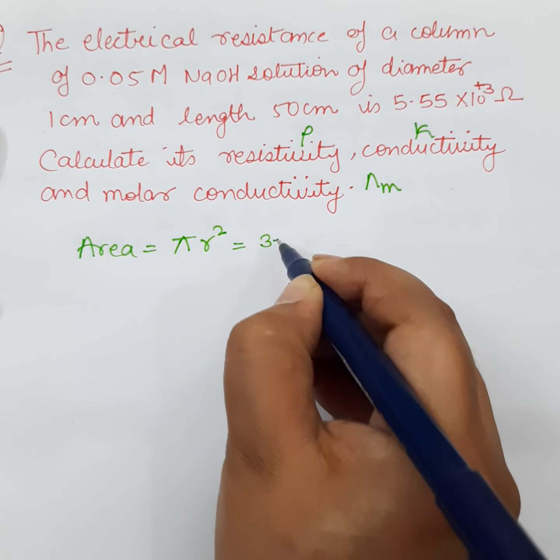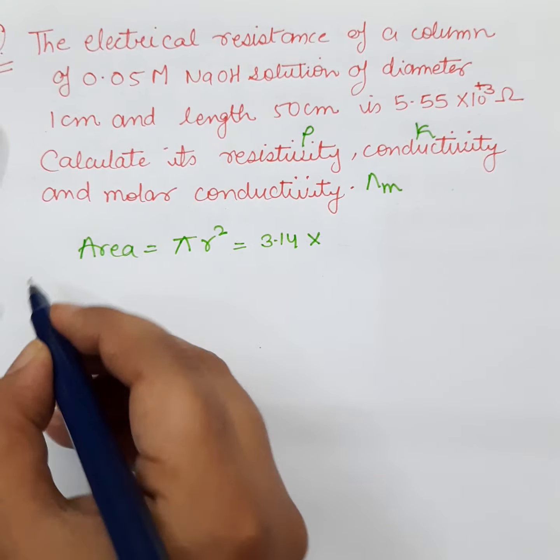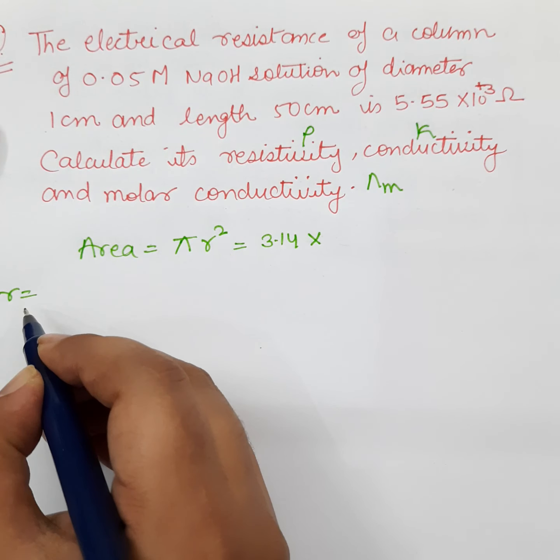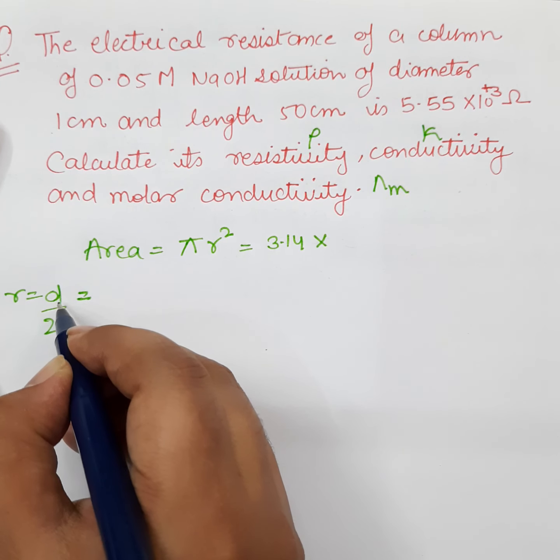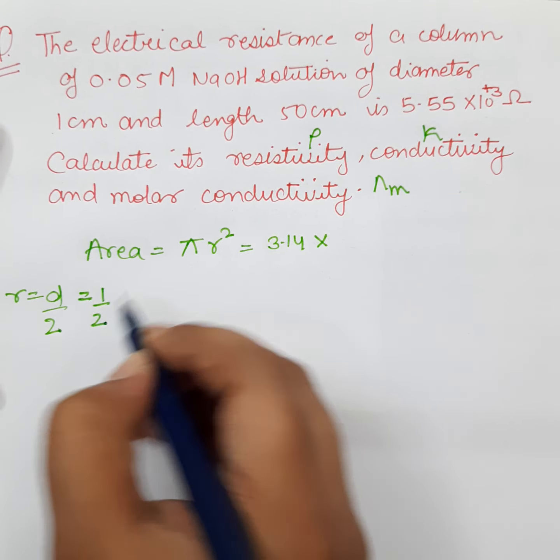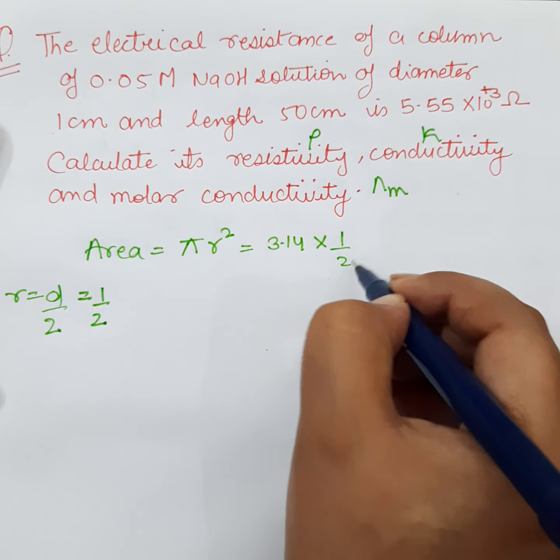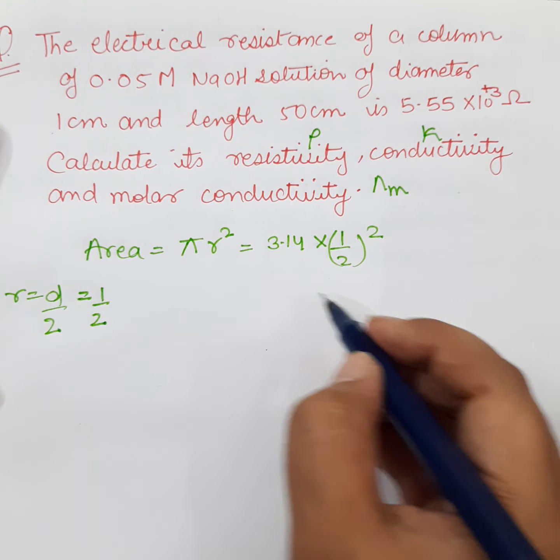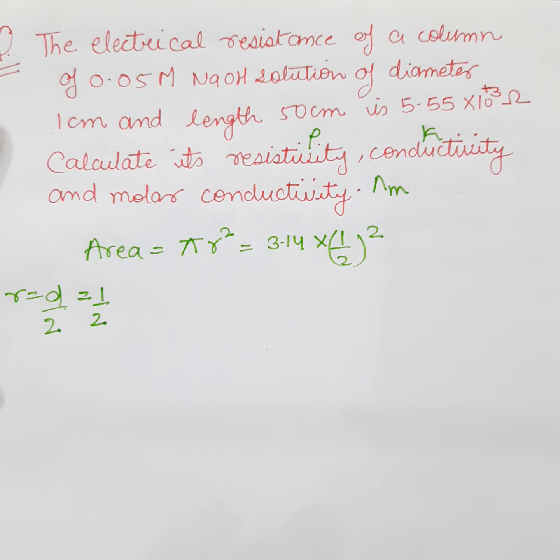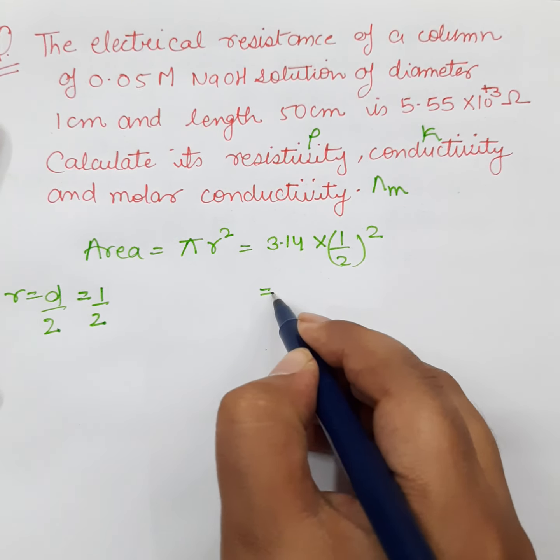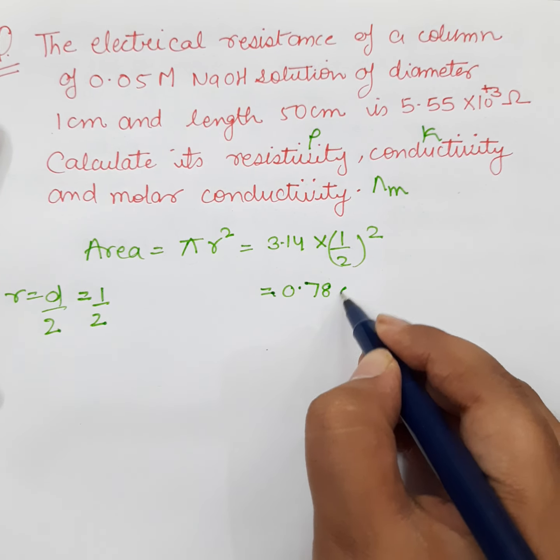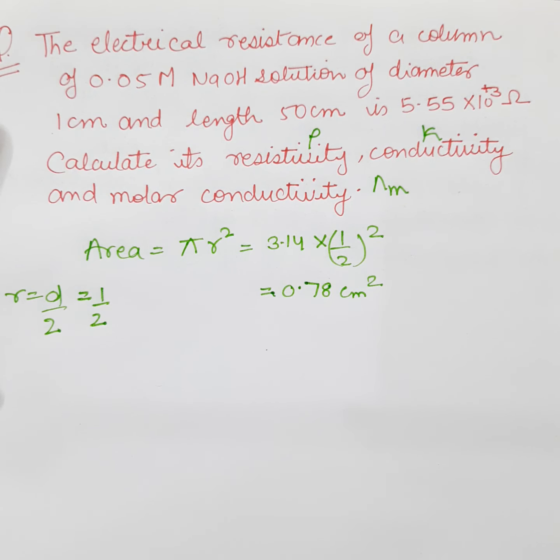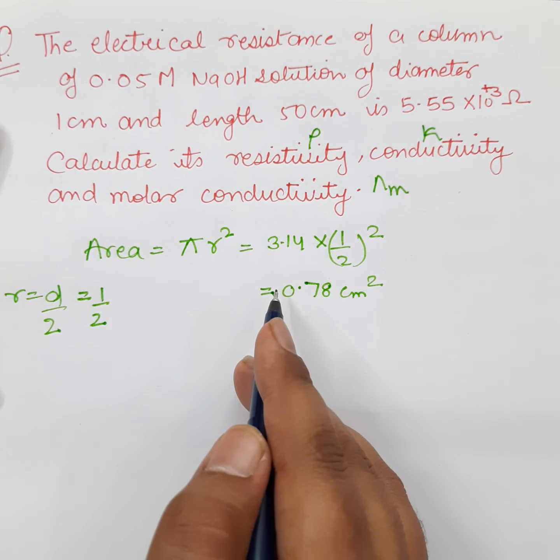Then, since radius is equal to diameter d by 2, just put the value of diameter, that is 1 centimeter. So 1 by 2 over here. I'm going to write 1 by 2 whole square. The value comes out to be, this is in centimeter square, remember students, the unit is compulsory in the boards. So I'm going to write the answer over here, that is 0.78 centimeter square. So I have calculated the area.